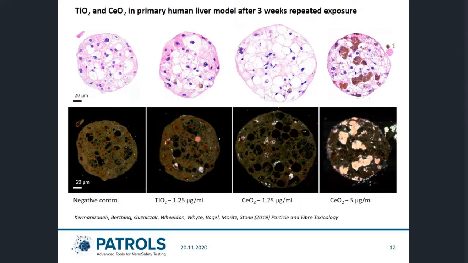But then when we made thin sections and imaged with enhanced dark field, you can see here that the spheres, the liver spheroids, they nicely take up the nanomaterial, so that also the cells deep in the spheroids are interacting with the nanomaterial.